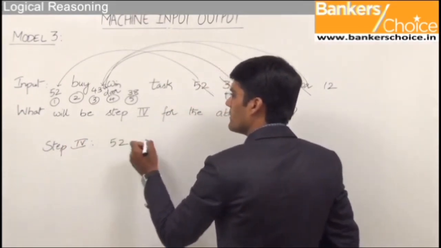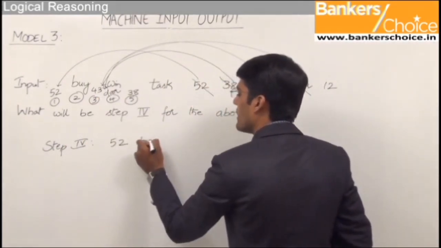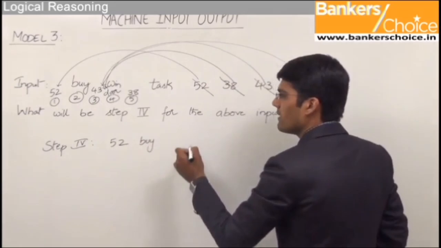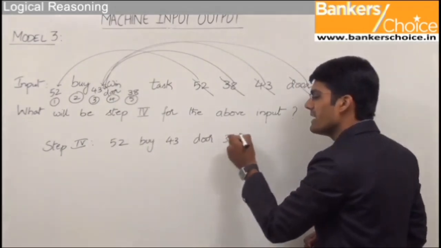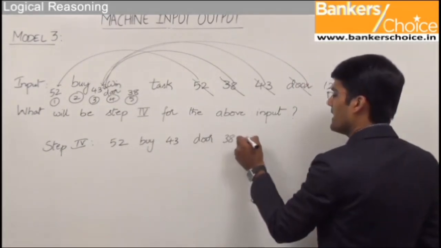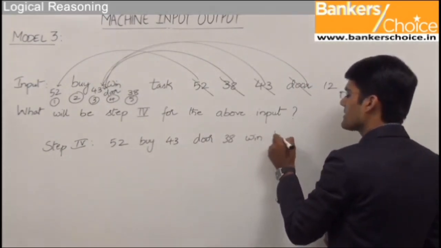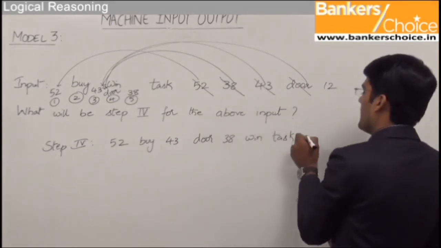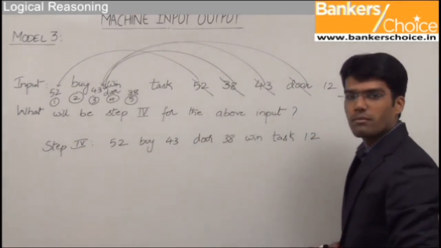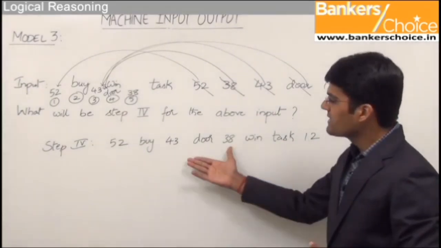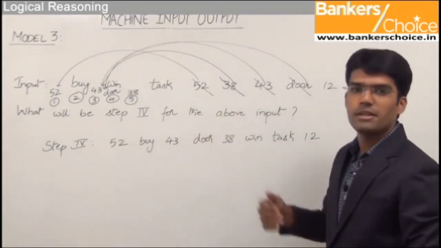52, which is in the first position, followed by 43 in the 3rd position, then followed by door in the 4th position, followed by 38 in the 5th position, and then win, task, and finally 12. These 4 elements have been moved to their proper places. So we can say that this is going to be the step 4 for the given input.